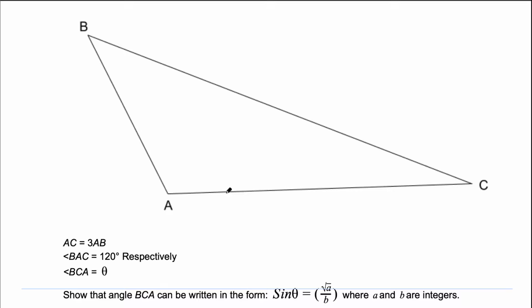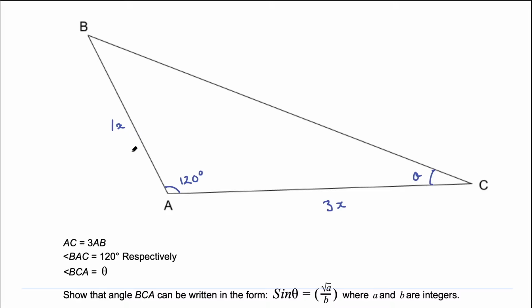We've got the length AC is 3 lots of AB. Okay, so let's say those are in the ratio 3 to 1. BAC is 120, and then BCA is theta. Okay, and then we're looking for the sine of theta. So you'll notice we have 2 sides here and an angle between them. Well, we don't actually have the length of those sides, but we have as good as. So you could call this 3x and x, but it's essentially the same thing. And I'll point out why towards the end.